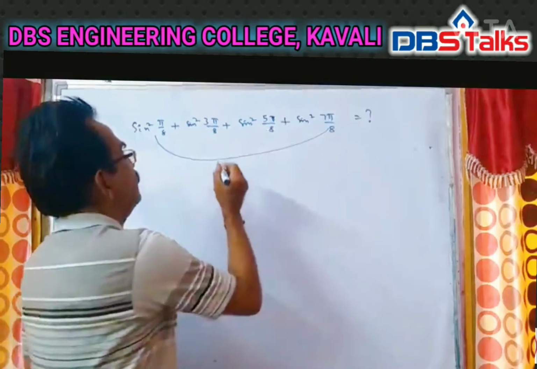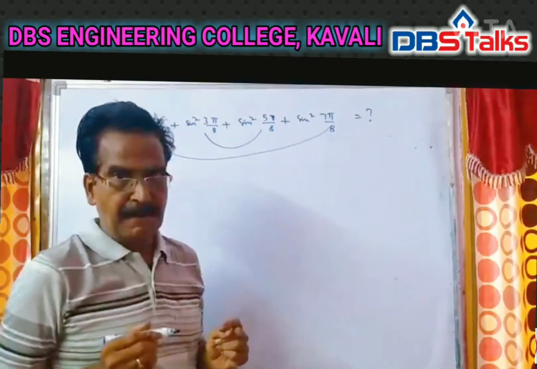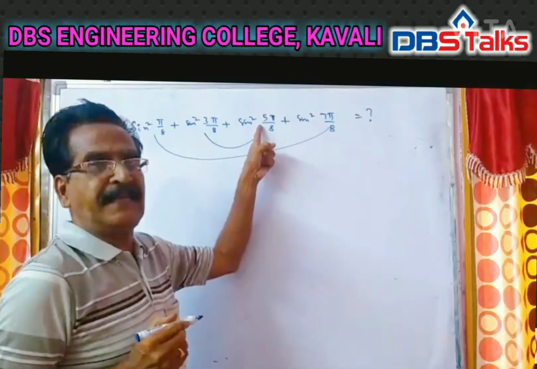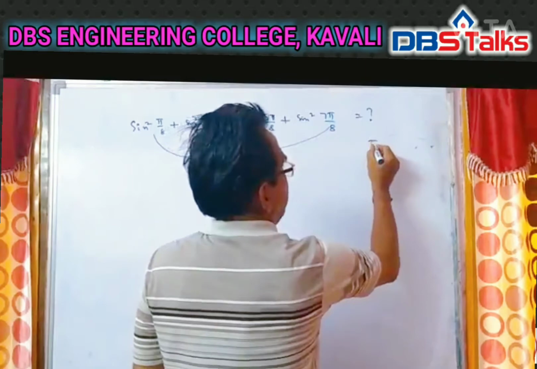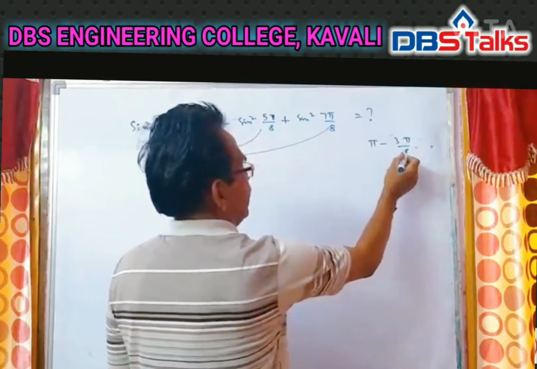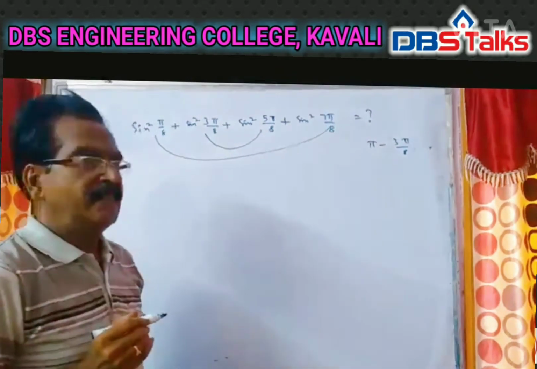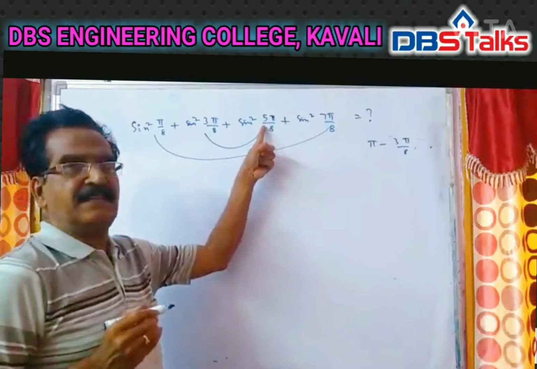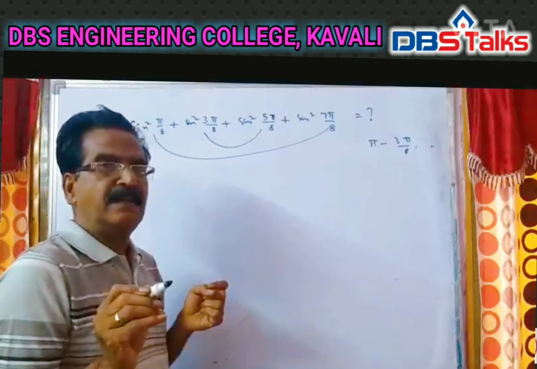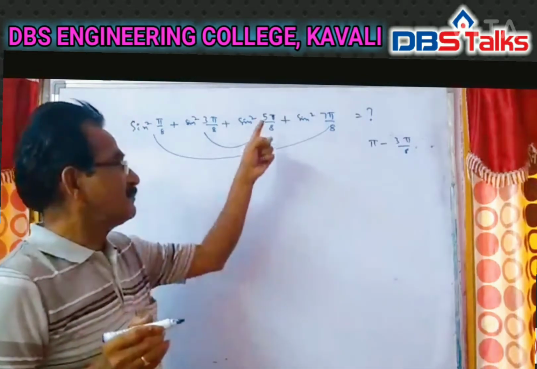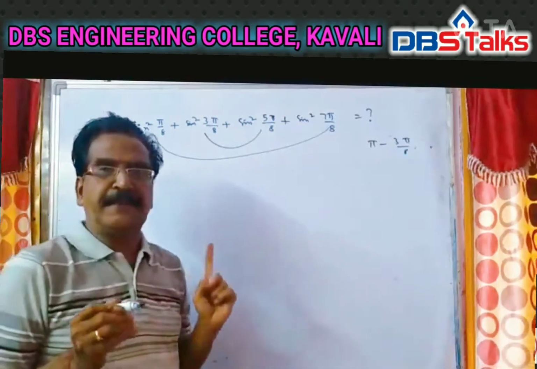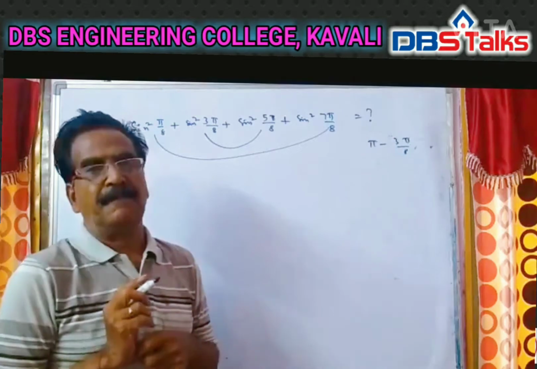In the same way, if you take these two terms, this is pi minus 3 pi by 8. 8 pi minus 3 pi, 5 pi by 8. Right friends? In case of sine, of course in case of cos also, sine 5 pi by 8 is equal to sine 3 pi by 8. That thing we have to remember.